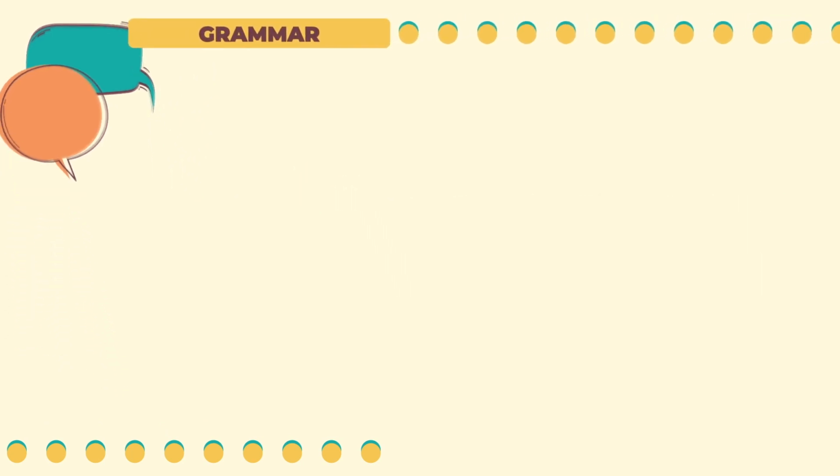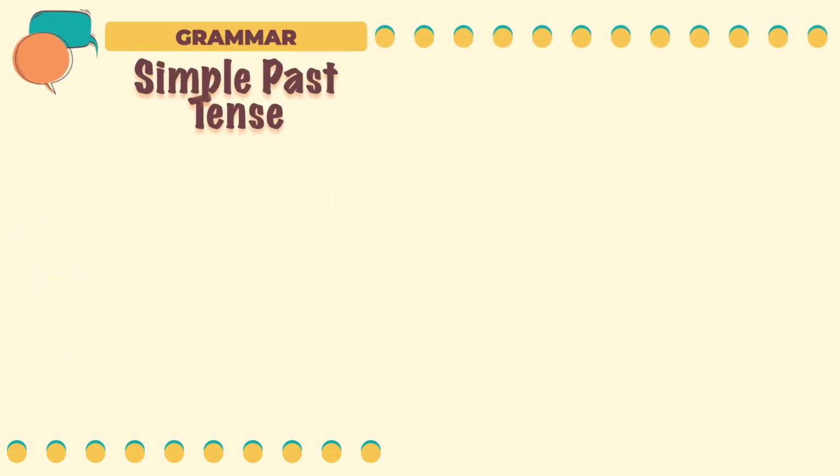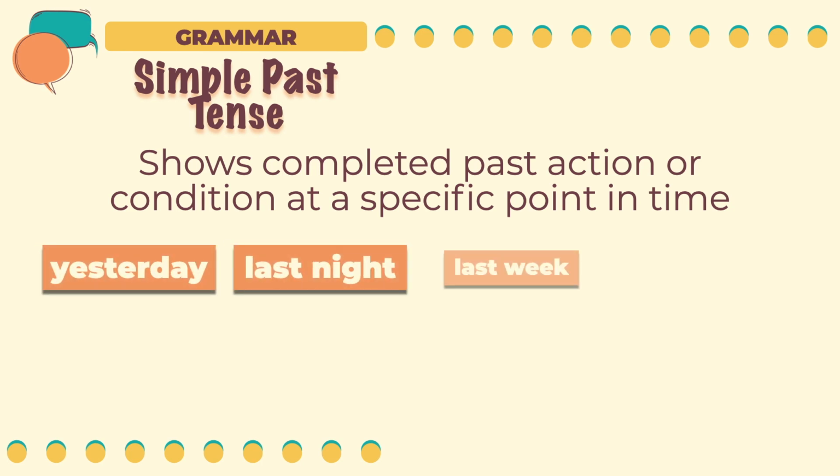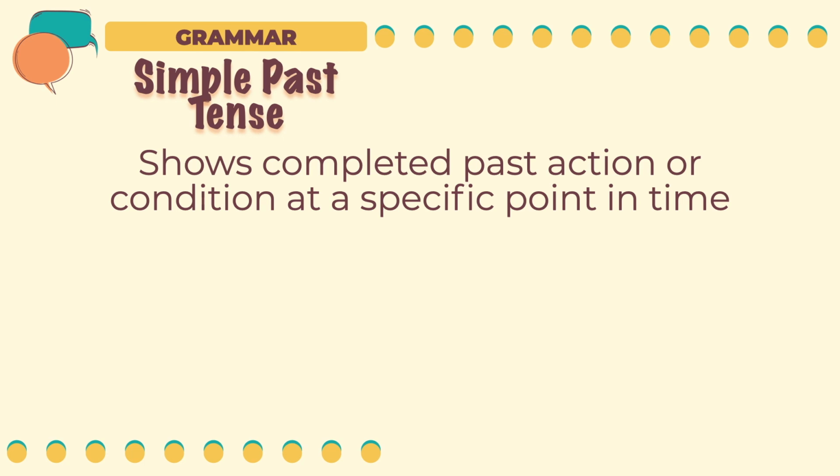In order to know when to use the simple past tense of the verb, you must remember that this shows a completed past action or condition at a specific point in time. Basically, this is used to describe something that happened before. It may be yesterday, last night, last week, or last month.